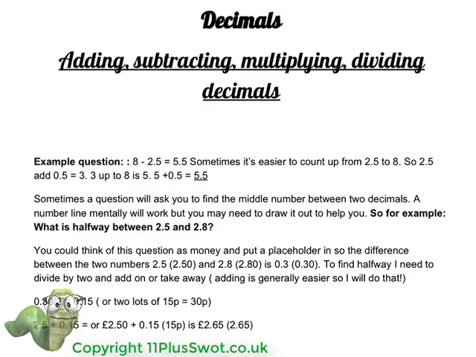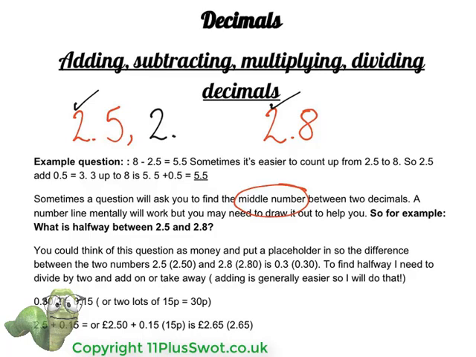Sometimes a question will ask you to find the middle number or the middle value. So in the example we've got 2.5 and 2.8. Find the middle value. So let's have a look at the jumps. We've got 2.5. Now we know they've got 2 as the whole number in common, so we can sort of ignore that and put that in. 2 point something, 2 point something. So we've got 5, something, something, 8.